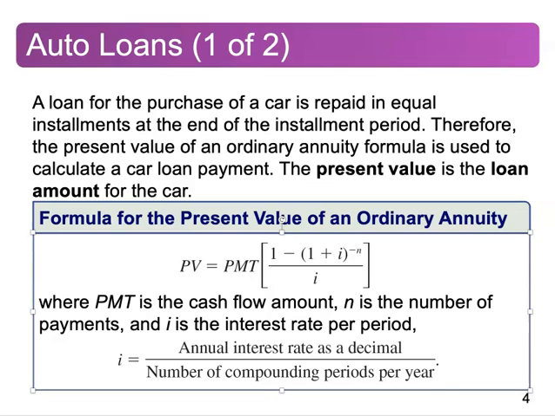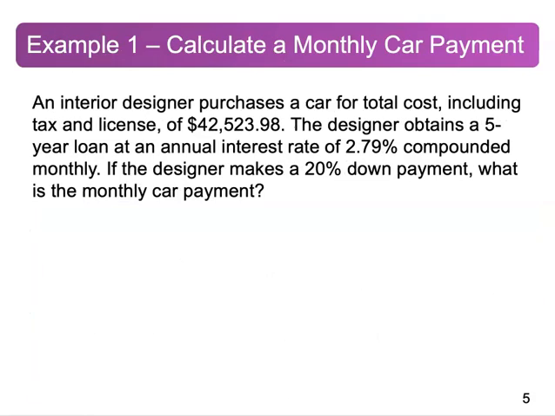So if we wanted to calculate the present value of our annuity, which in this case would be our car loan payment, we could use this formula. But I will let you know that this formula is rather difficult to deal with, and I think it is absolutely appropriate for us to use Excel to do this calculation. So we're going to look at example 1, but instead of using the formula, we're going to put this into Excel.